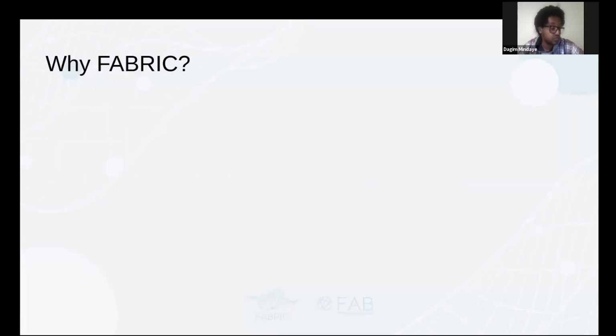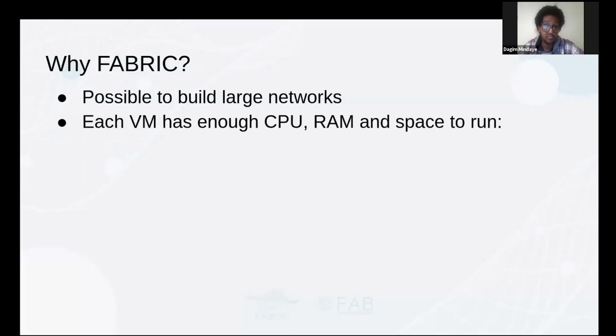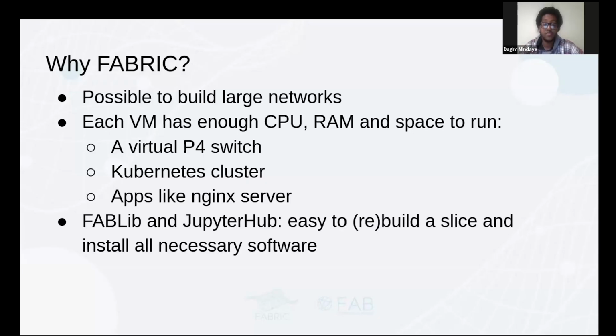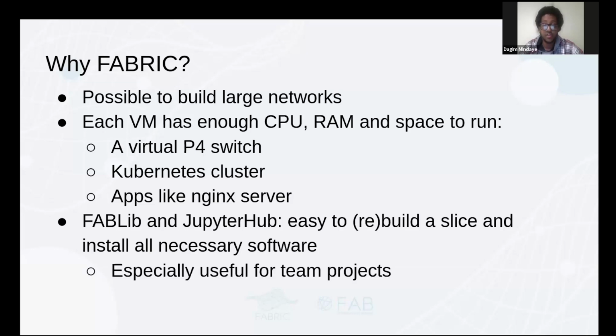But why did we choose Fabric? It's possible to build really large networks. Each virtual machine has enough CPU, RAM, and space to run a virtual P4 switch, Kubernetes cluster, and apps like the Nginx server. And with the help of FABlib and JupyterHub, it's easy to build and rebuild a slice and install all the necessary software. It's especially useful for team projects too. And there's the Fabric community support to help you with whatever problem you may run into.